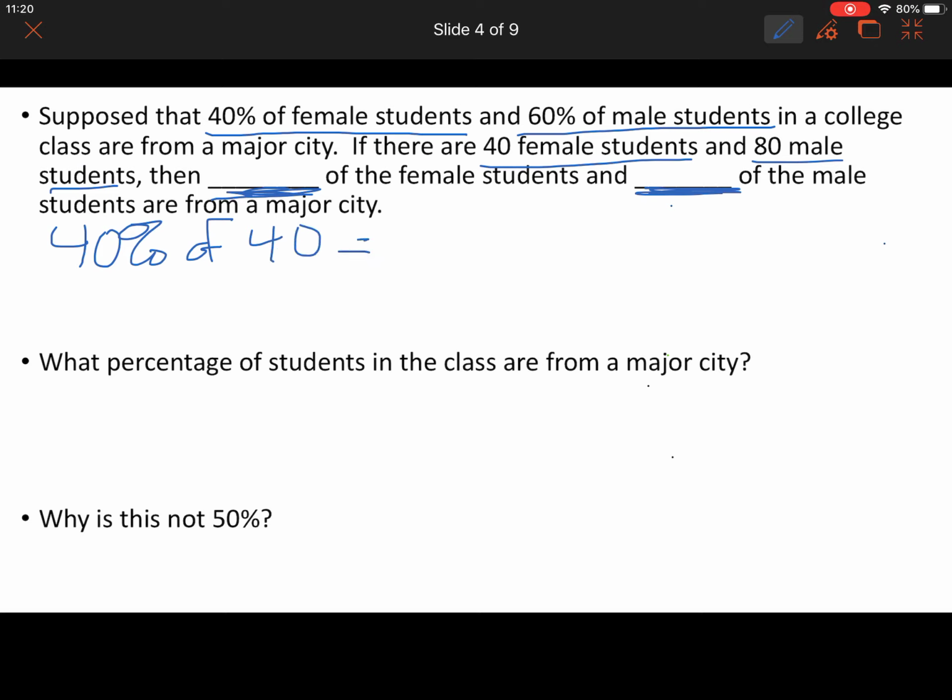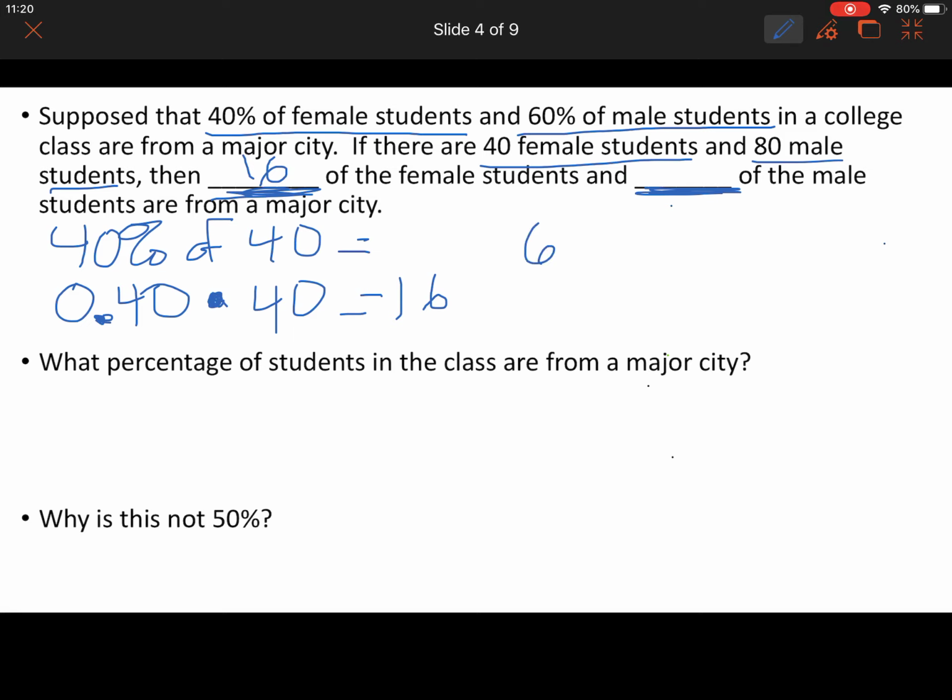That's how many are from a major city. 40% of the 40. So we now know that 40% can be divided by 100 to be written as a decimal, and we like decimals for our calculator. We've learned in the unit section that "of" means multiply if you've got the value, and then we have 40. So we're going to multiply it by 40, and that'll give us 16. 16 of the female students in that class, 16 of the 40 is 40%, so 16 are from a major city.